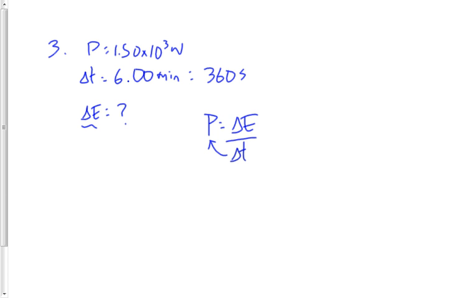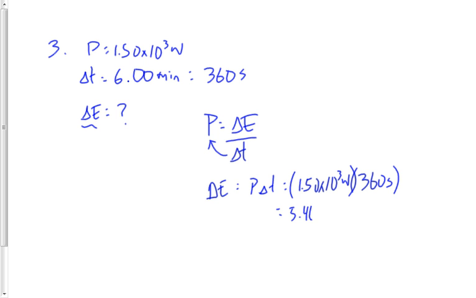Now, how do we get the T up to the top? It's on the bottom on the right-hand side. To get it to the top on the left-hand side, we're going to do what? Ta-da. Multiply. Good. So it becomes delta E is equal to power times time. The power is 1,500 watts, or 1.50 times 10 to the 3 watts, and the time is 360 seconds. Okay, we multiply those together, we end up getting 5.40, three digits, right?